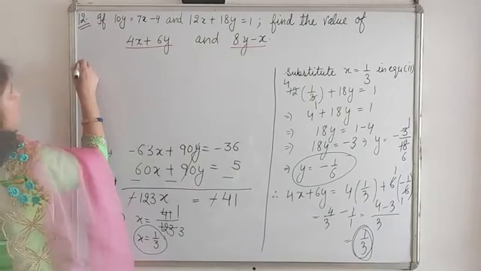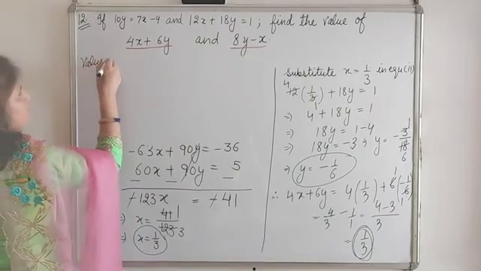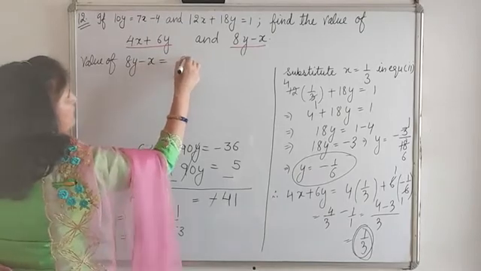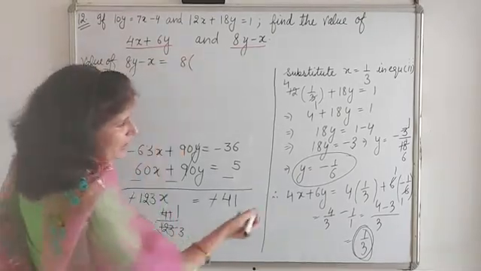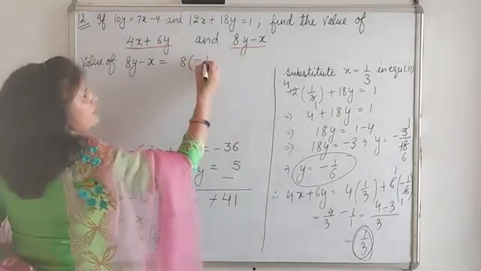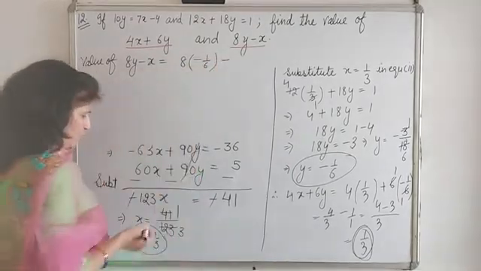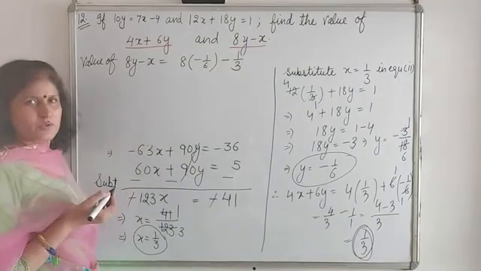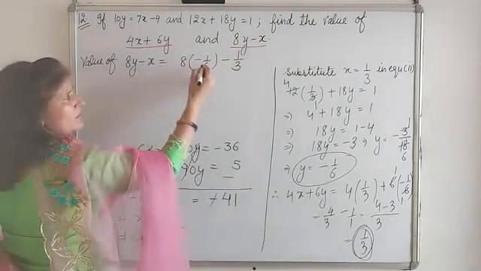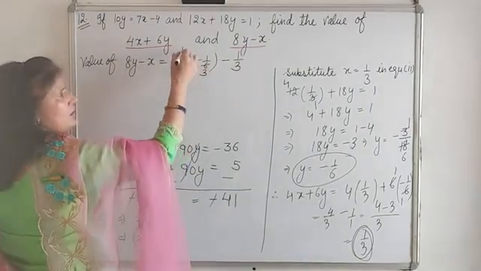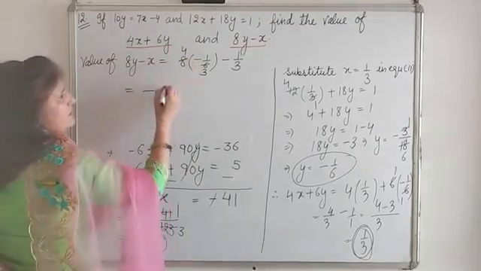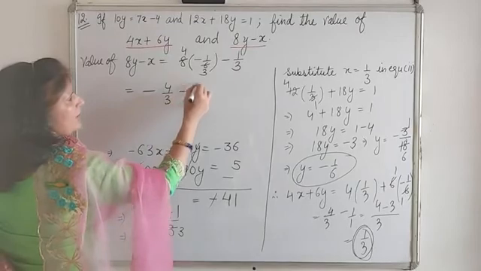Therefore, our value of 8y minus x is equal to 8 into y. What is y? Minus 1 over 6. What is x? 1 over 3. We substitute the value first. Now they are in product. 2 3s are 2 4s, so minus 4 1s are 4 upon 3 minus 1 over 3.